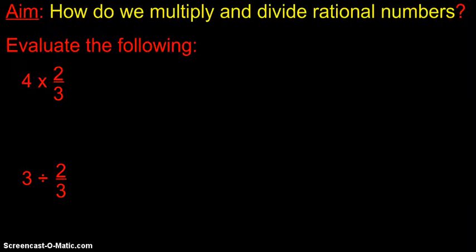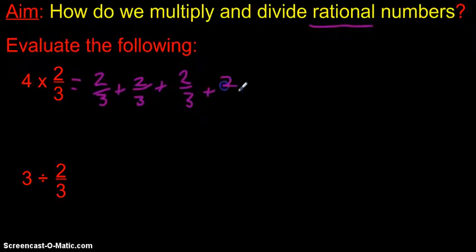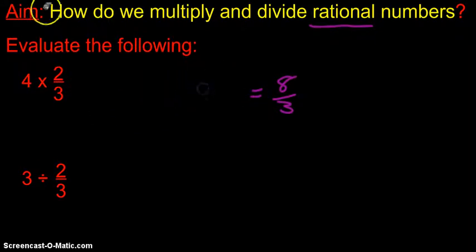So the following is a review of multiplying fractions and dividing fractions. Rational numbers are just fractions. So 4 times 2/3 is the same thing as 2/3 plus itself 4 times. That's the definition of multiplication. Okay? That's equal to 8/3. Let's look at these factors in this product and see if there's a connection between them that we can use.